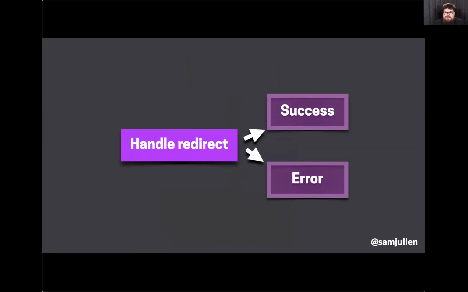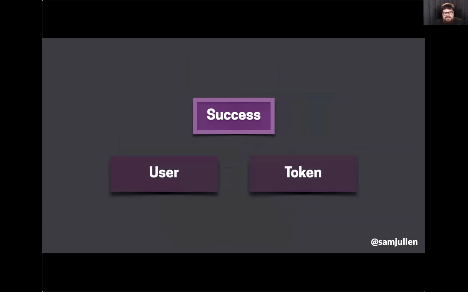Inside of that redirect response is going to be either a success or an error. And so when we process the success using whatever auth SDK or JWT SDK or anything like that, we're going to get back some sort of user profile and a token. And that token is what we use to call a protected API of some kind.